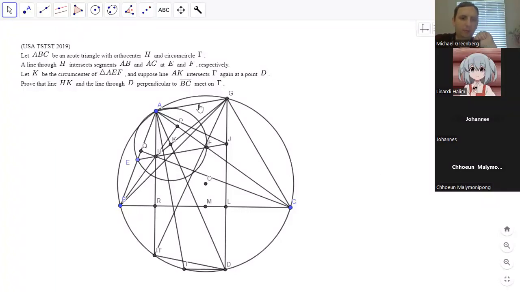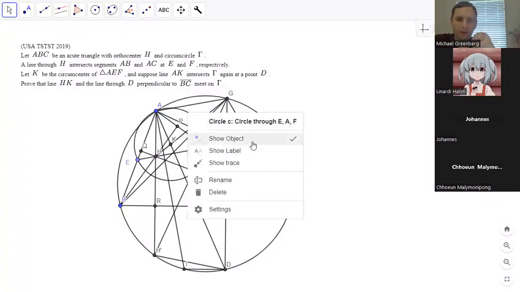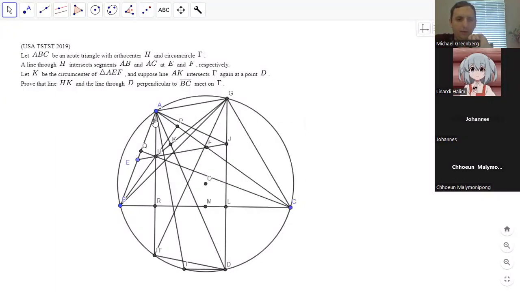So yeah, I mean, we could define the problem this way. We could say let HJ meet AB and AC at E and F, and then show that K is the circumcenter of AEF. And then just define everything the other way. And we basically just have to show KE equals KF. But yeah, I don't know if that's really easier.